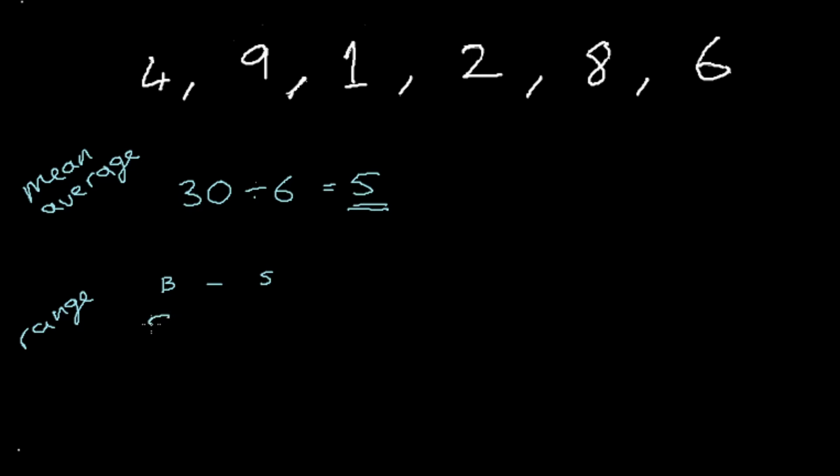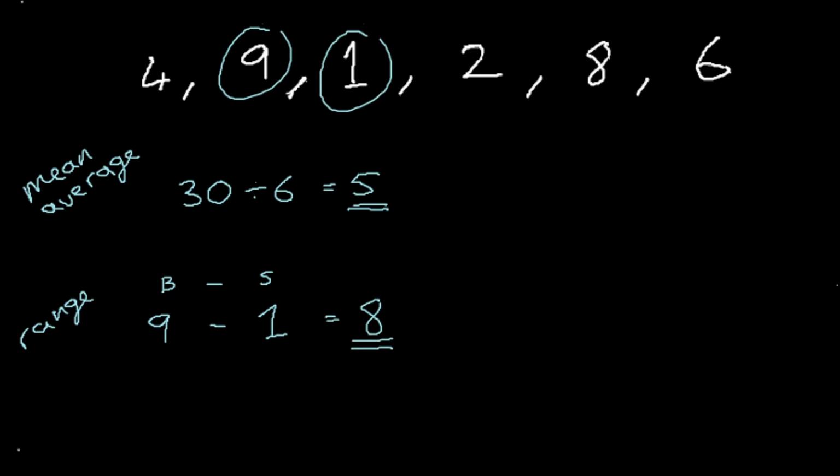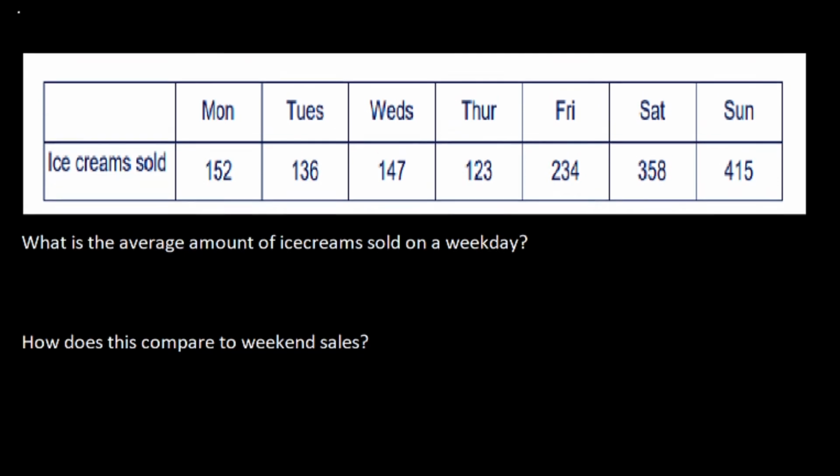So the biggest number is 9, and you can see the smallest number is 1. So here they are, here's the biggest one, here's the smallest one. And I take them away and I get 8, so the range is 8. And that's how you find the mean and range. Okay, let's go on to some example questions here.